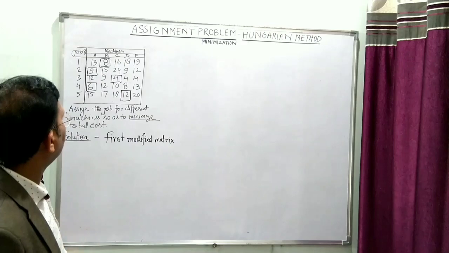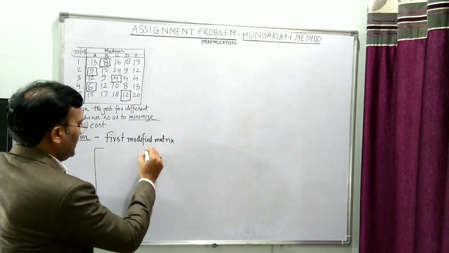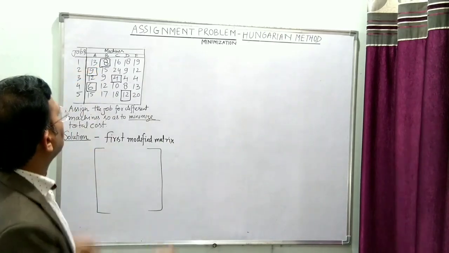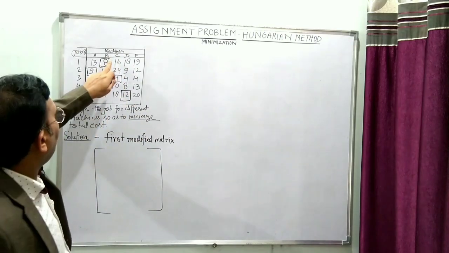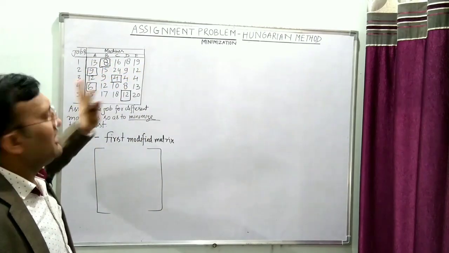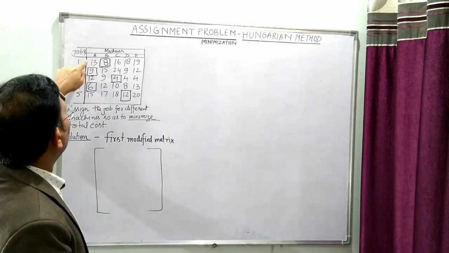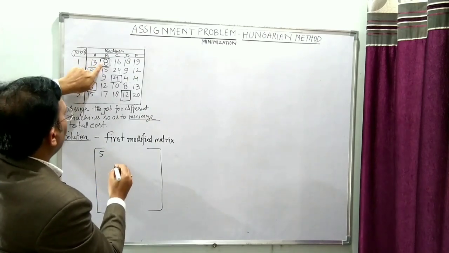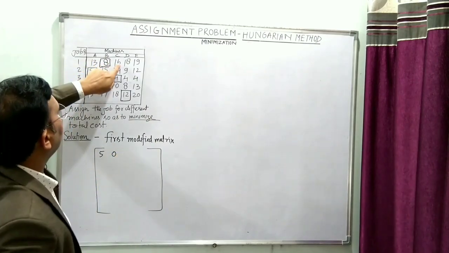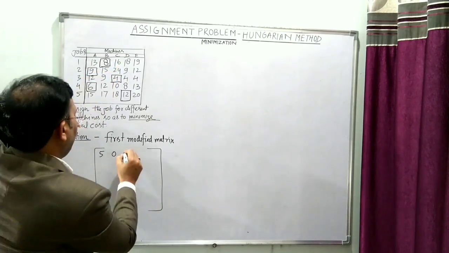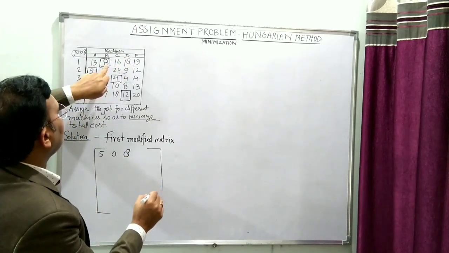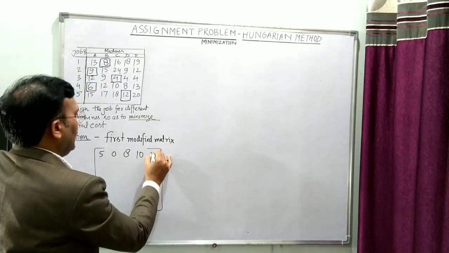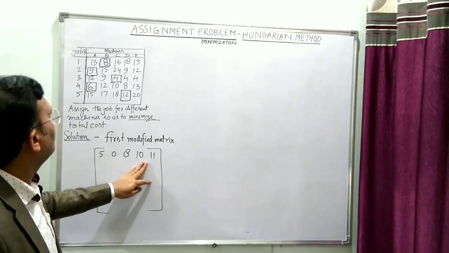So now what we need to do, we are going to draw another matrix, the first modified matrix. We need to deduct this minimum element from all other elements in the respective rows. So this will be 13 minus 8 is equal to 5. This will be 8 minus 8 is equal to 0. This will be 16 minus 8 is equal to 8. It will be 18 minus 8 is equal to 10. It will be 19 minus 8 is equal to 11. So these are the elements of the first row.